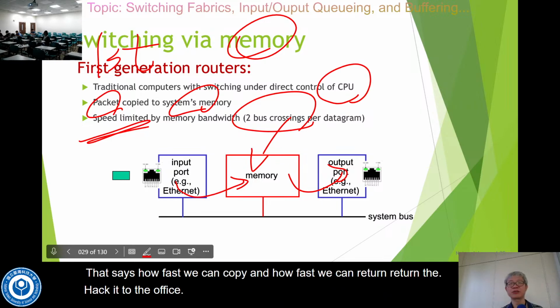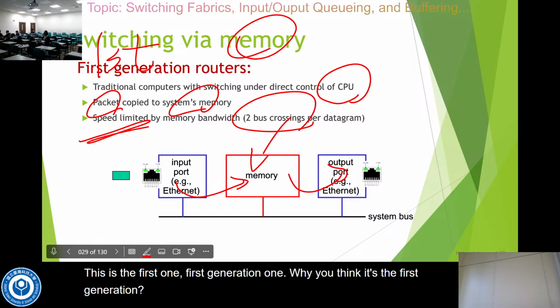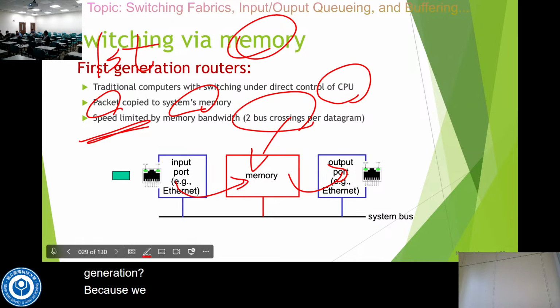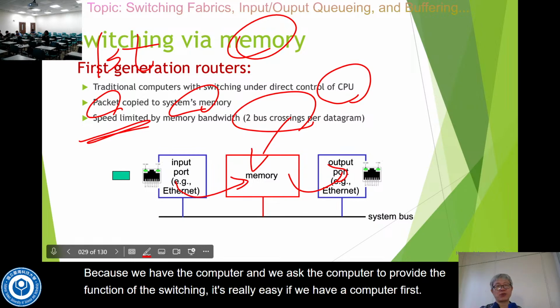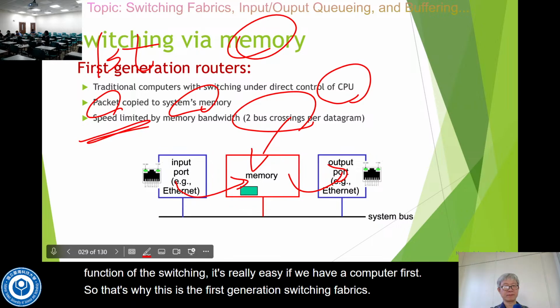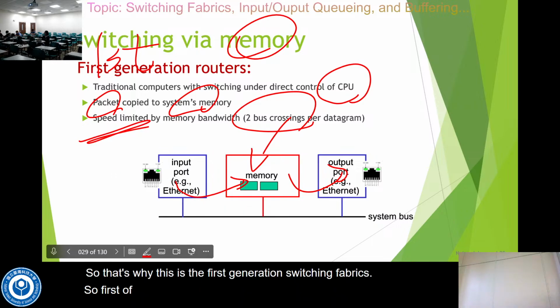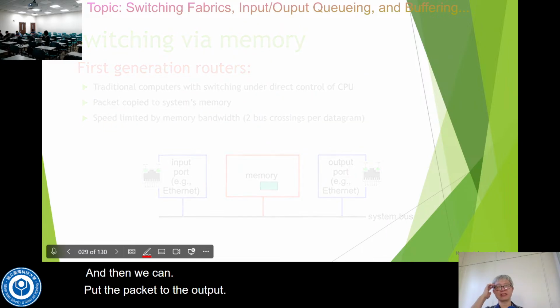Well, this is the first generation one. Why do you think it's the first generation? Because we have the computer, and we ask the computer to provide the function of switching. It's really easy if we have a computer first. So that's why this is the first generation of switching fabrics. First we copy, and then we can put the packet to the output. All right, so this is the switching via memory.